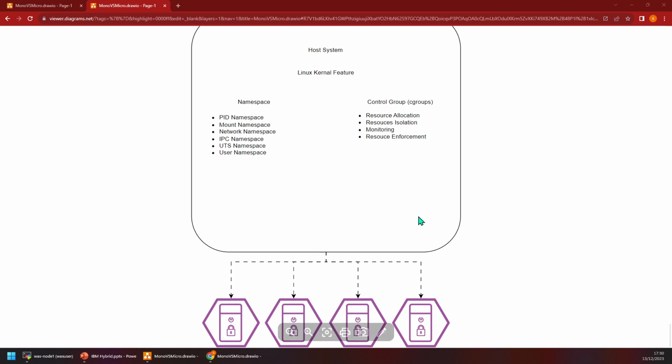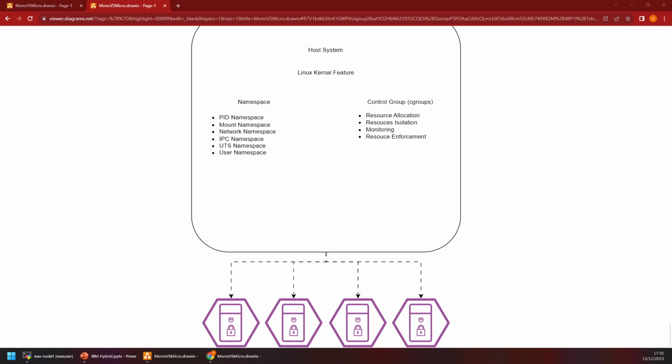The first one is the PID namespace. It isolates the process ID space. Each container has its own PID namespace, making it appear as if it has its own isolated process tree.